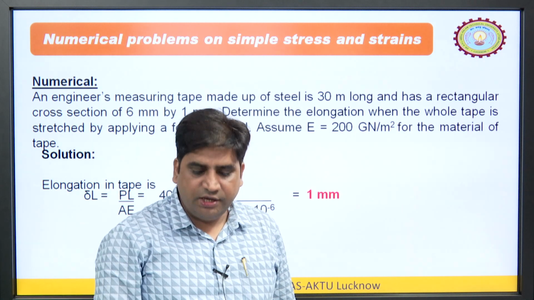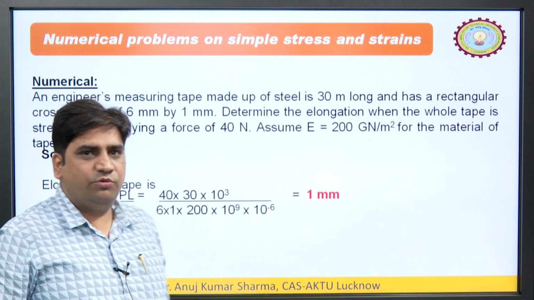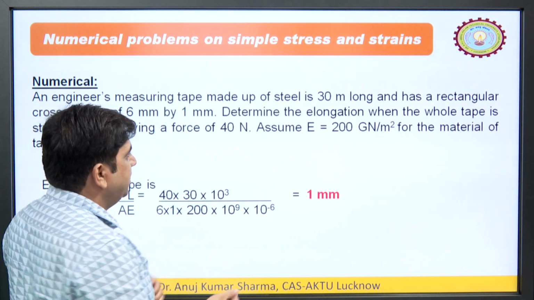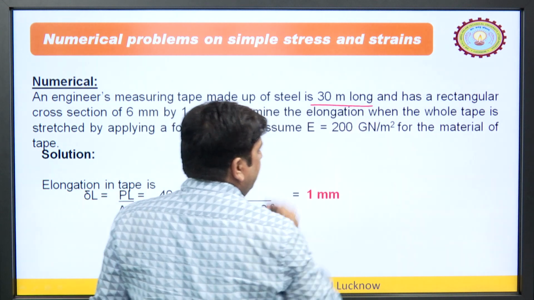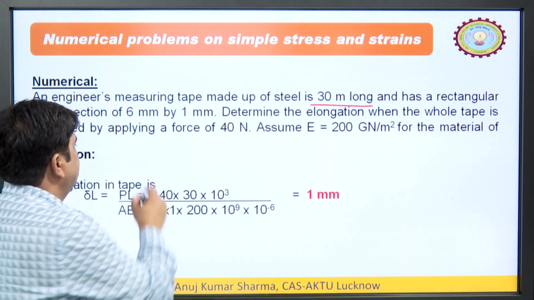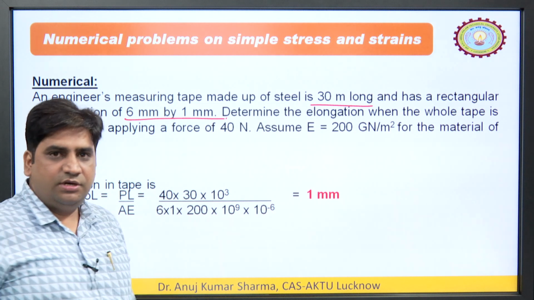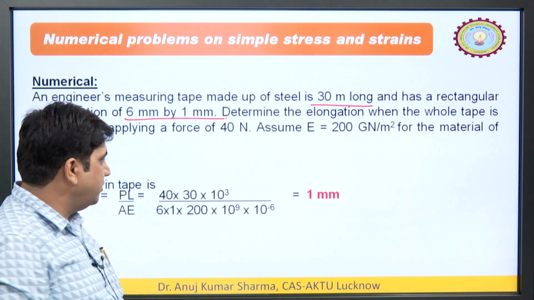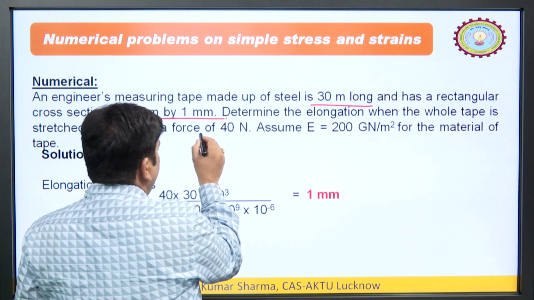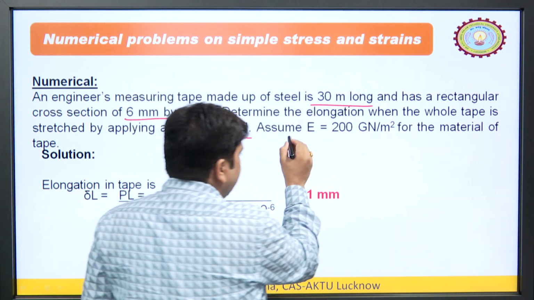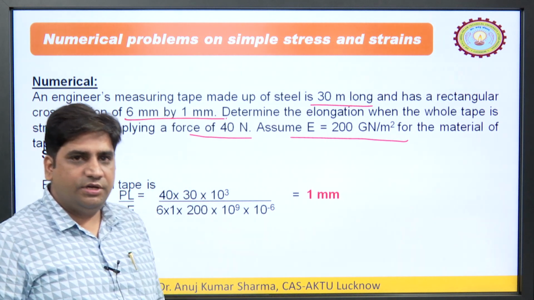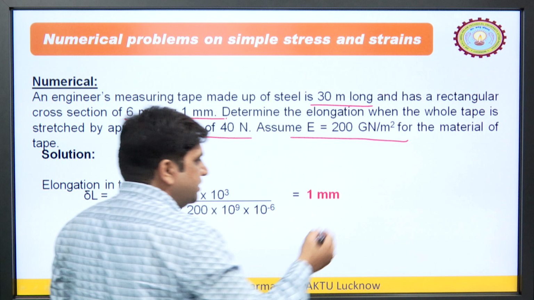So, now we can have a very small numerical. An engineer's measuring tape made up of steel is 30 meter long, length is given, and has a rectangular cross section of 6 mm by 1 mm. So, these are the dimensions for calculating the cross sectional area. We have been given the force as well as the modulus of elasticity of this material, all these 4 values are given. So, we have a standard formula.